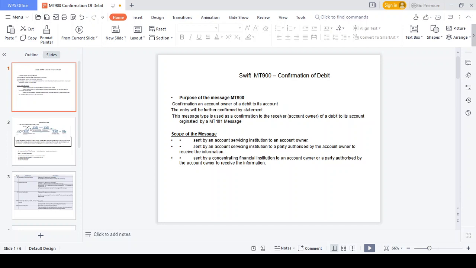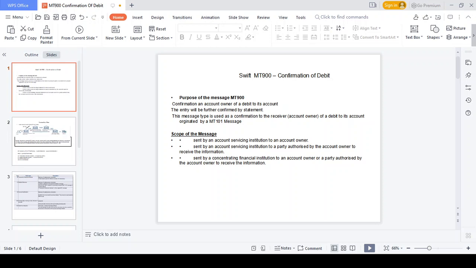Whenever we initiate the MT101 message, we need to generate the MT900, because the account owner needs to be aware of how much amount was debited and which account was debited. For that reason, for every MT101 message, we get this MT900 Confirmation of Debit.